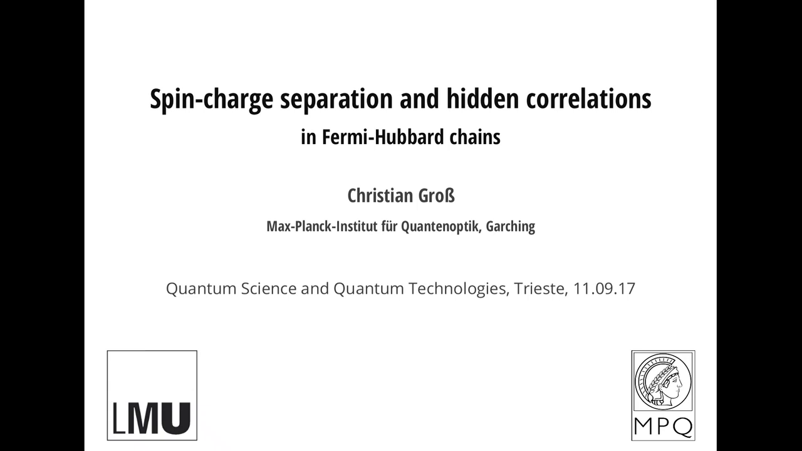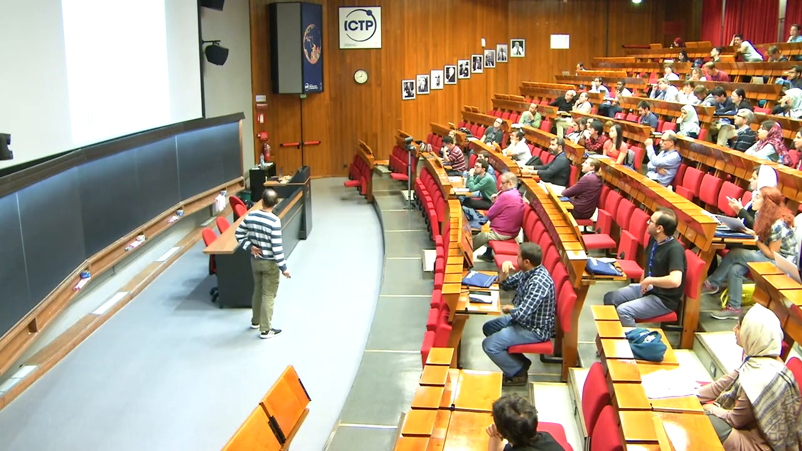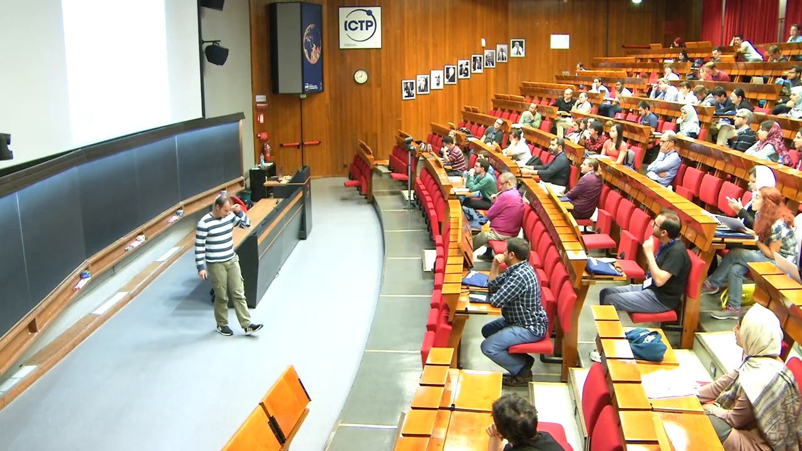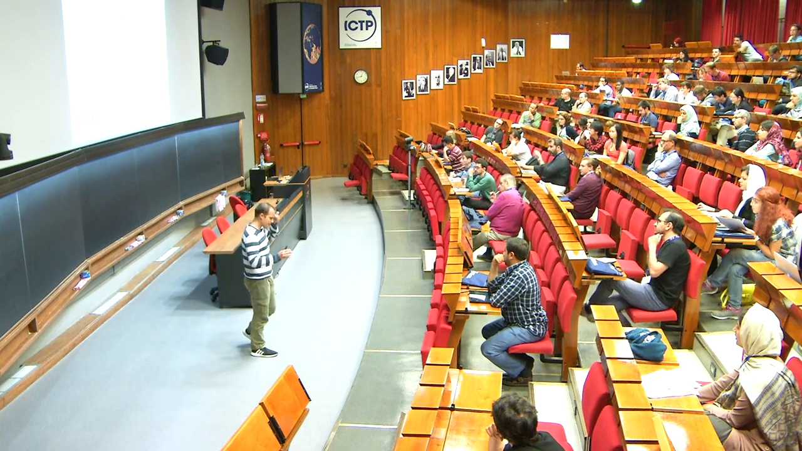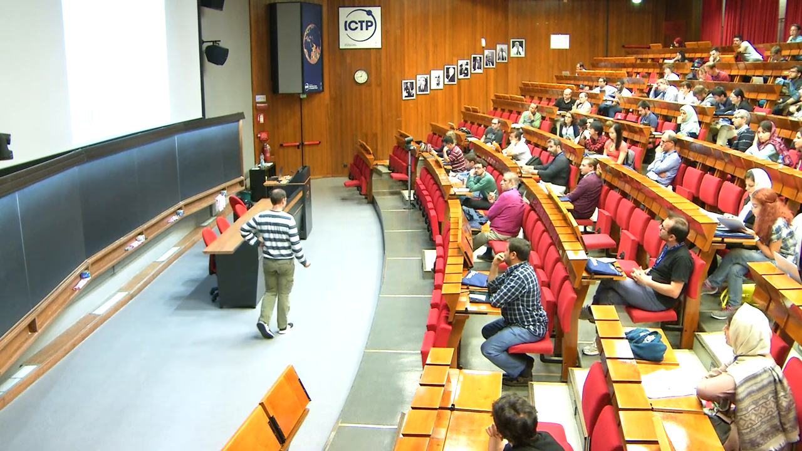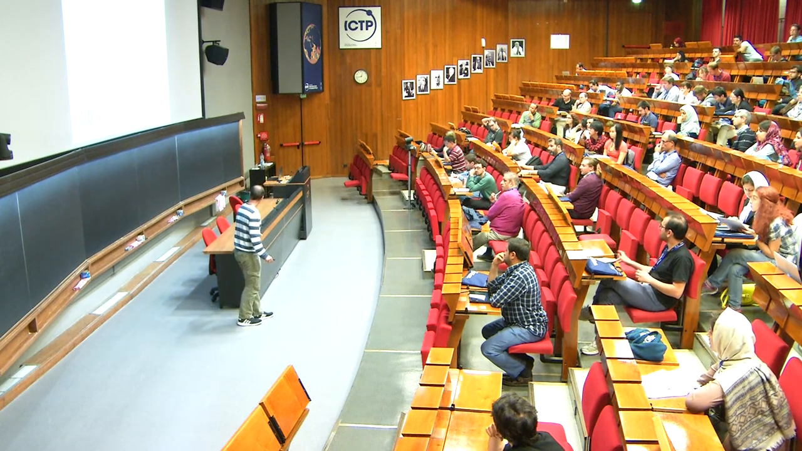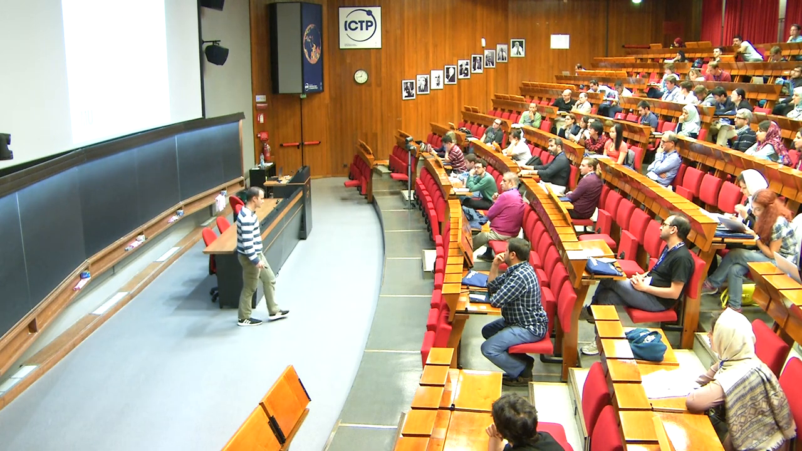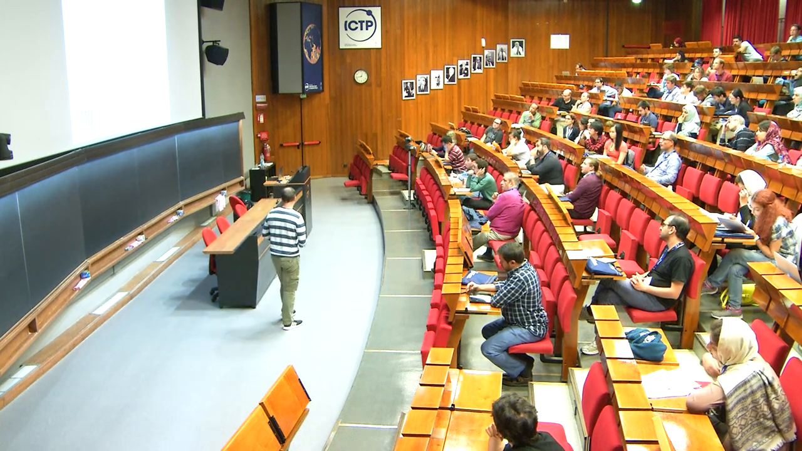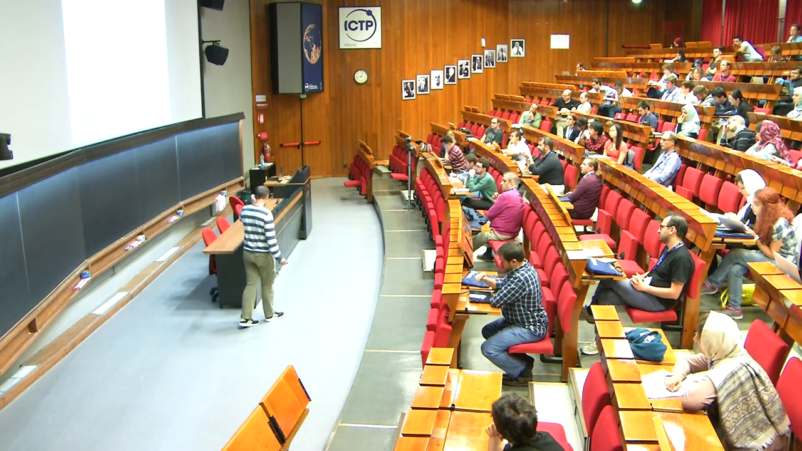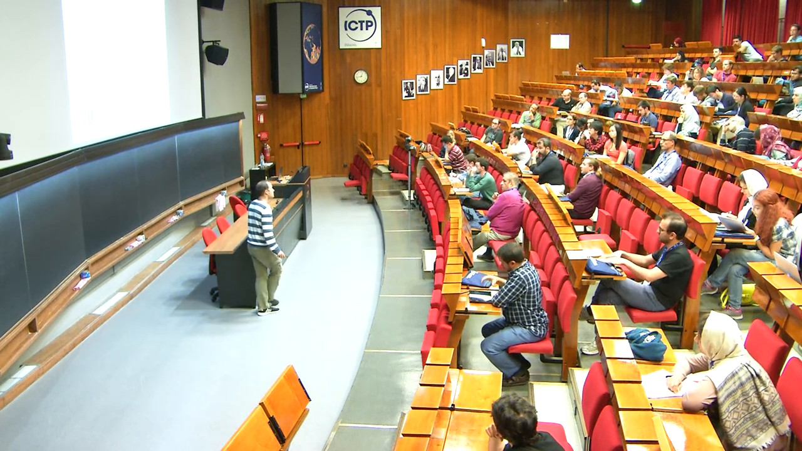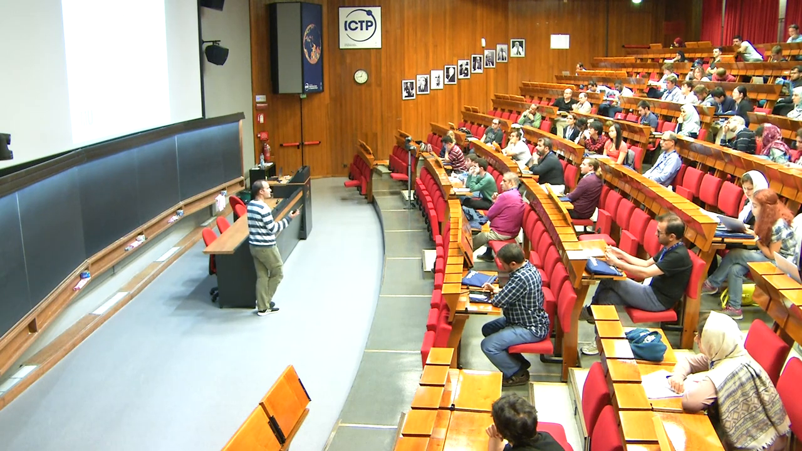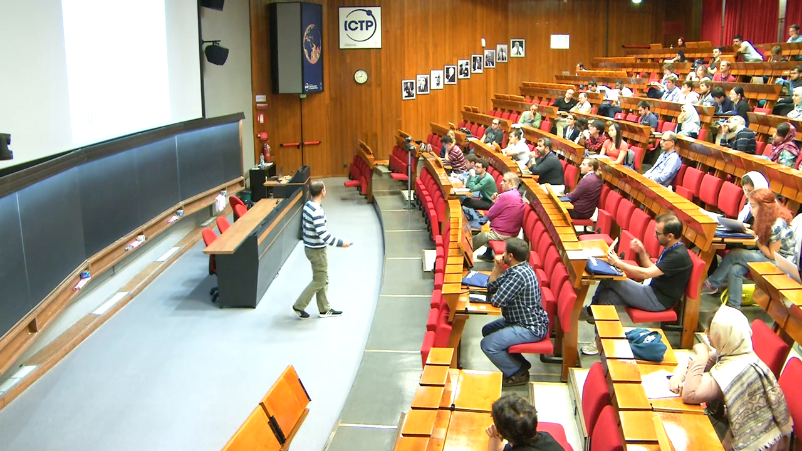I decided to tell you about something more concrete, and that is our recent experiments on spin charge separation and hidden correlations in Fermi-Hubbard chains. And before I start, I want to set the stage, because the two talks in this session before were basically on solid state qubit systems, and I now move on to a different platform, which is neutral atoms in optical lattices. Where the focus is clearly not so much on quantum computation, but more on the quantum simulation side, which you saw by the fact that we were basically missing in that famous science table there.